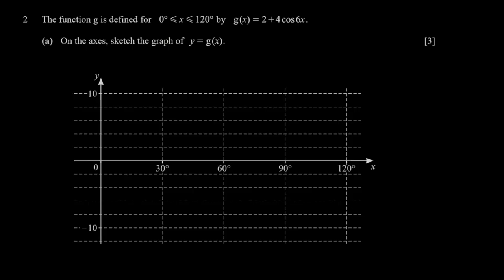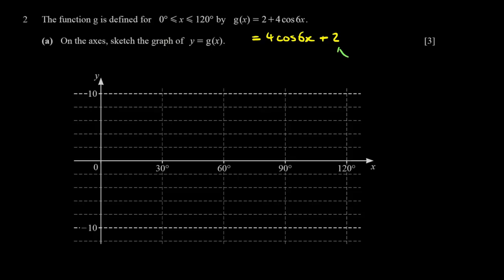Okay, so this is question 2. We've got to sketch a trigonometric graph. Now what I'm going to do is rewrite this graph as 4 cos 6x plus 2, because that's probably the way most of you are familiar with it. And really the key to sketching this is to understand what these numbers here mean, which I will call A, B, and C.